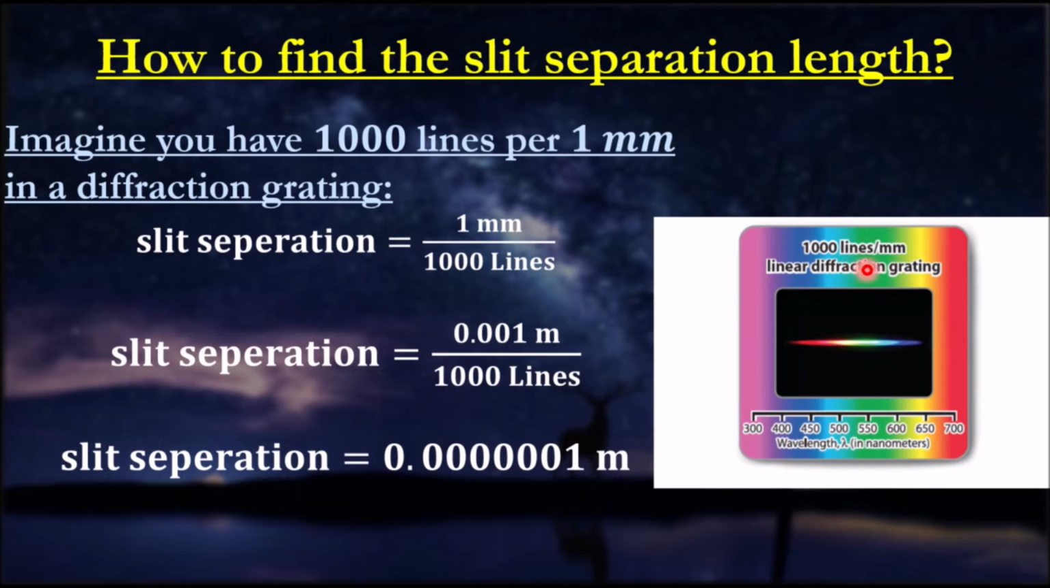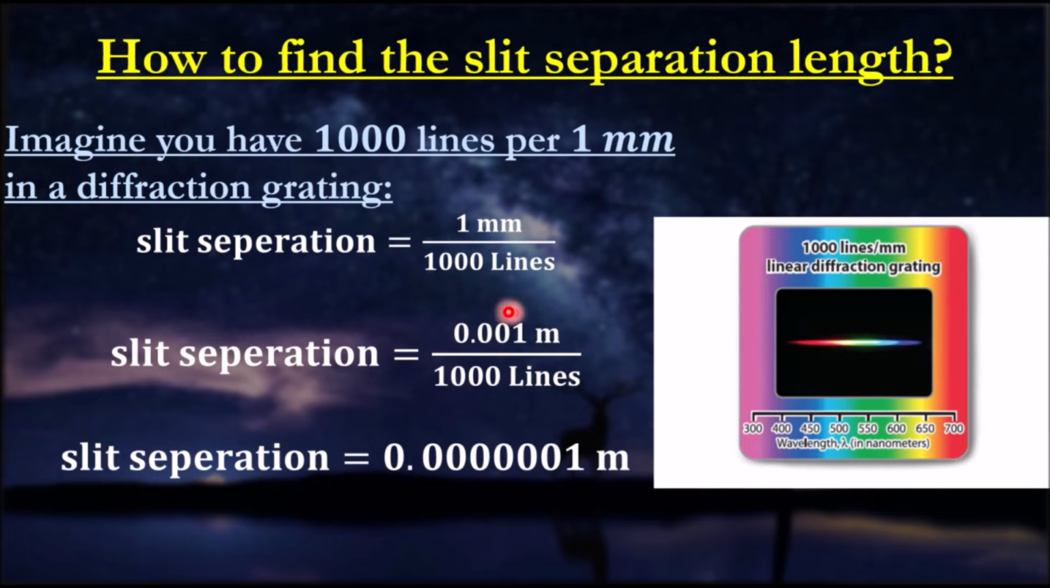Another thing when you are using a diffraction grating, you might notice these labels here. It says 1000 lines per millimeter. So obviously, what does that mean? What that actually tries to explain is that in 1 millimeter, you have 1000 lines of slit separation. If I try to convert that into meters, 1 millimeter is essentially 1 times 10 to the power of minus 3 meters, so 0.001 meters.